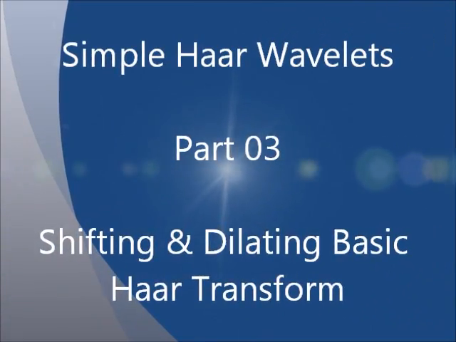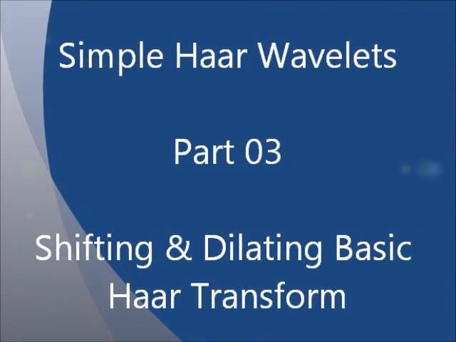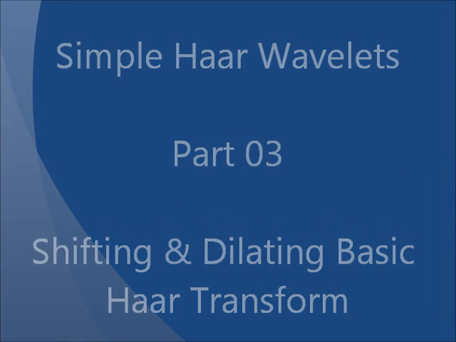Okay, this is part 3 of our screencast series on simple Haar Wavelets, and in this part we're going to be talking about the shifts and dilations of the basic Haar transform. So let's suppose, just to review, we have a sample of two values, S0 and S1. Then the value of (S0 + S1)/2 is the average of the approximating function f.